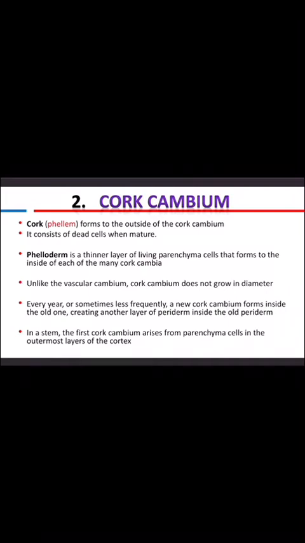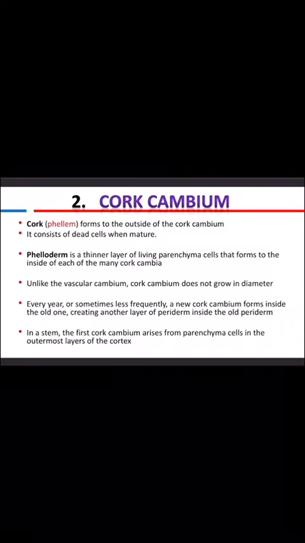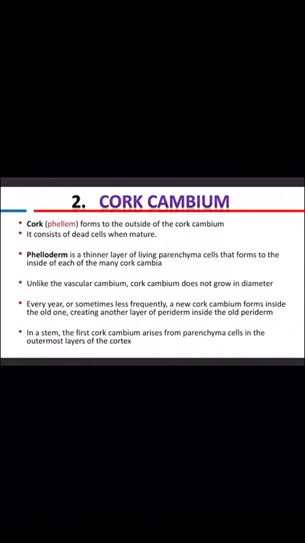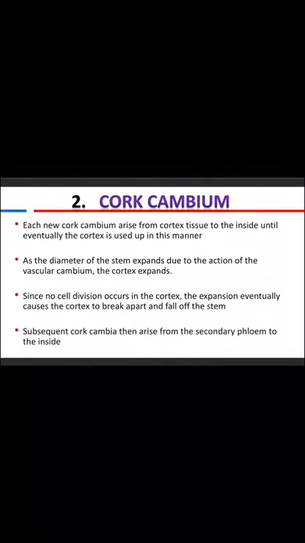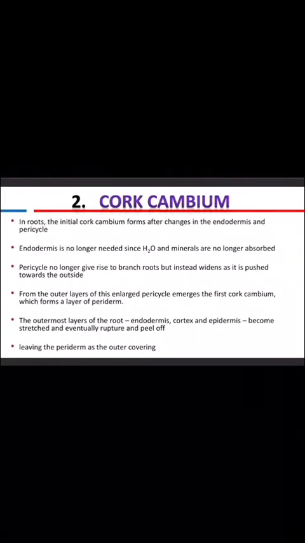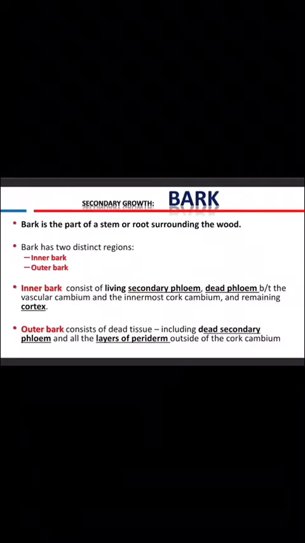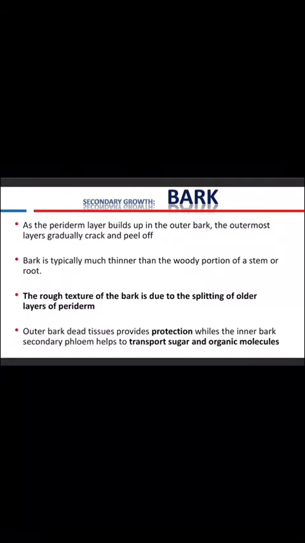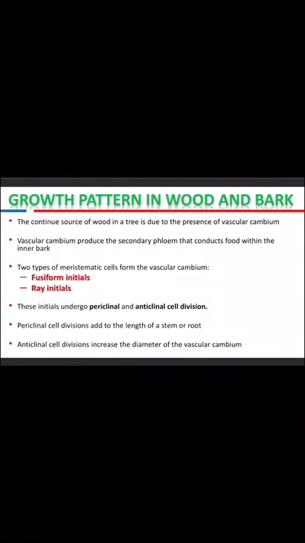Now, cork itself scientifically is phellem. It forms outside of the cork cambium. And phelloderm is a thinner layer of living parenchyma cells. Unlike vascular cambium, cork cambium does not grow in diameter. And let me show you some pictures in this. Now, bark. The bark is the part of the stem or root surrounding the wood. Bark has two distinct parts, inner and outer bark. Okay, and the rough texture of the bark is due to splitting of older layers of periderm.